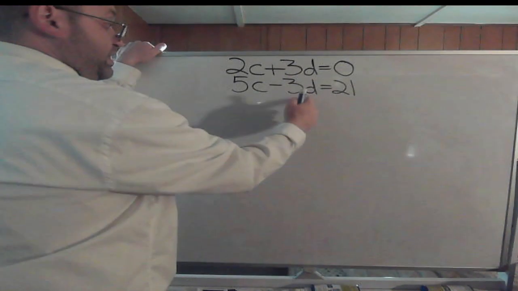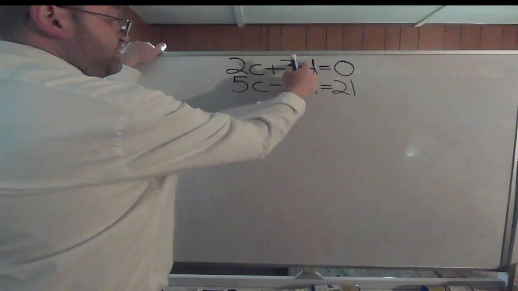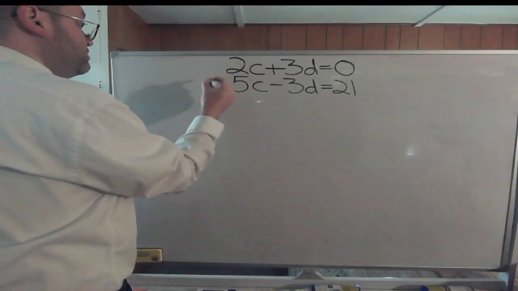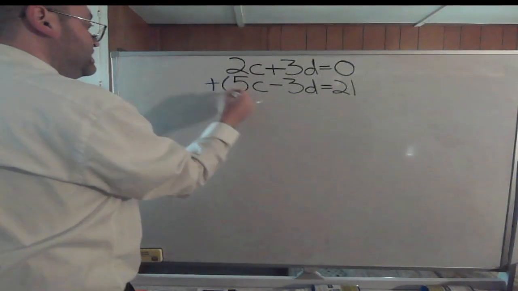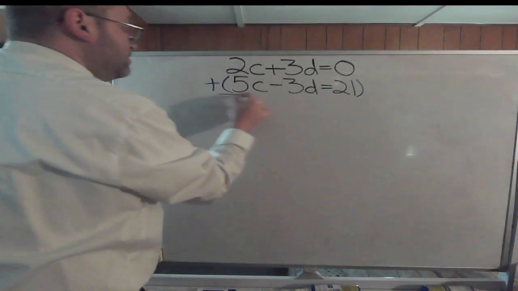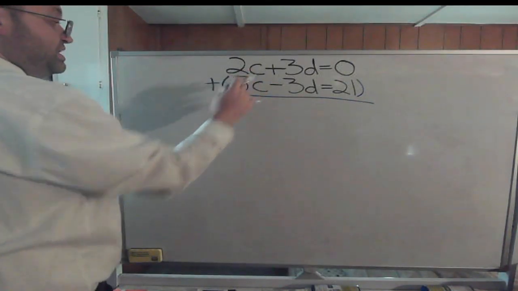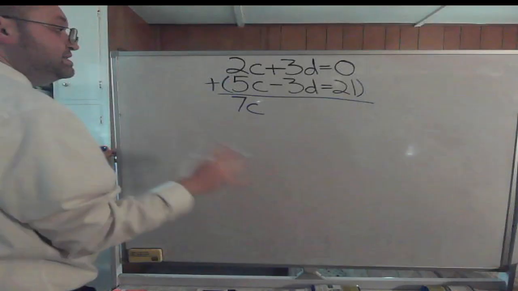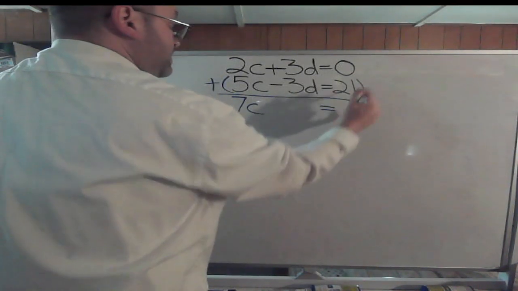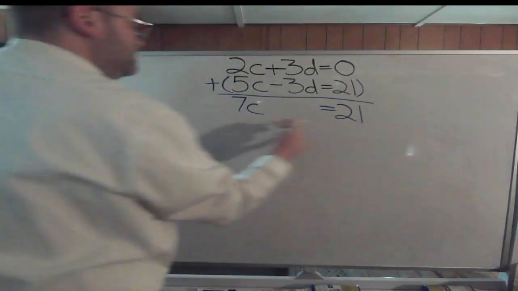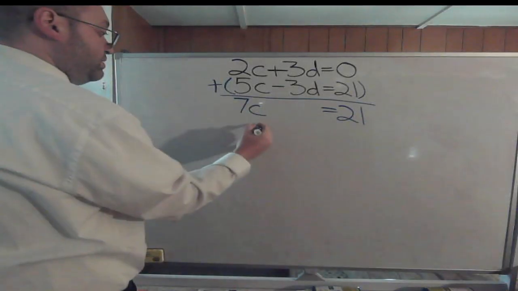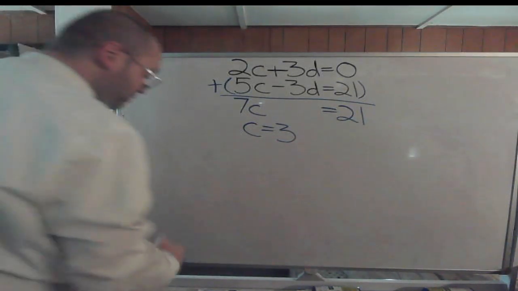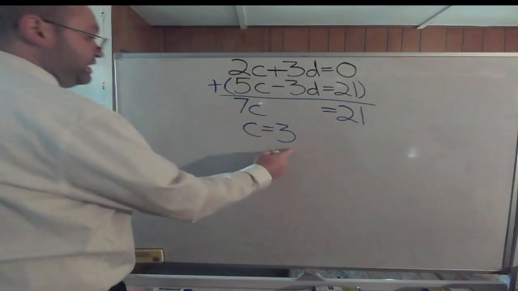Well, on the d variables in these equations, the first coefficient's 3, the second coefficient's negative 3. So we can add these two equations together to temporarily eliminate the d variable. So if we add these, 2c plus 5c gives you 7c, 3d minus 3d is 0, then 0 plus 21 is, well, 21. So you get 7c equals 21, which means c equals 3. So the c coordinate for the solution is 3.